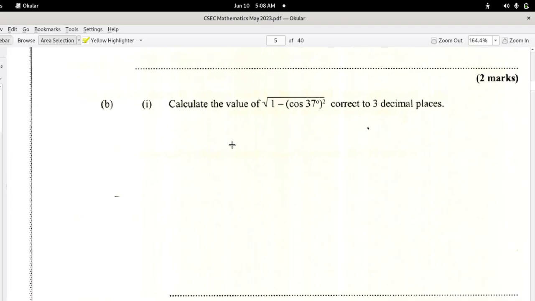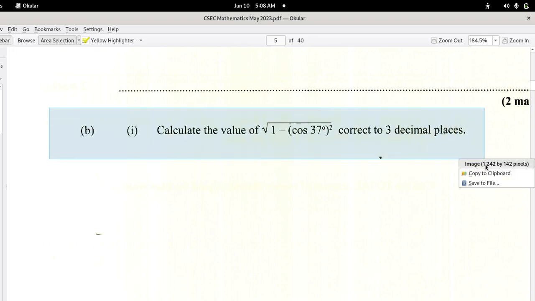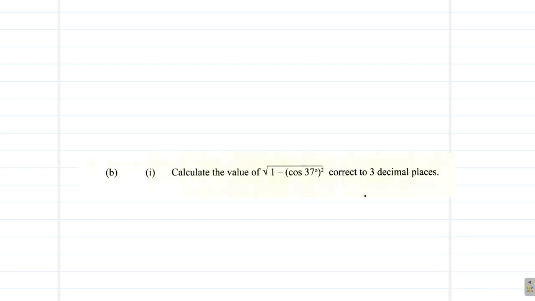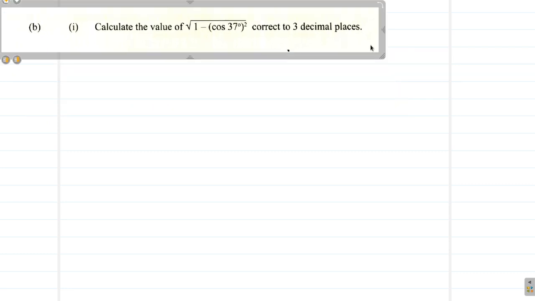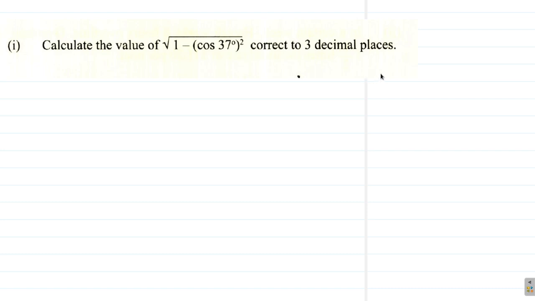Let's see this part. Just erase the board and see this part here. This is for 2 marks as well. Let's copy this thing and paste it over here. Alright. Calculate the value of this thing here, correct to 3 decimal places. Alright, so here, what we have is the square root of cos 37 squared.